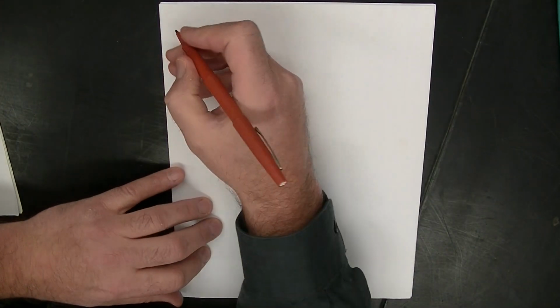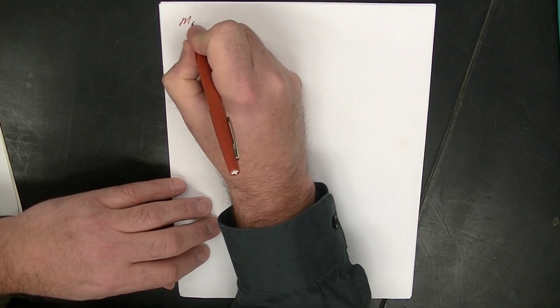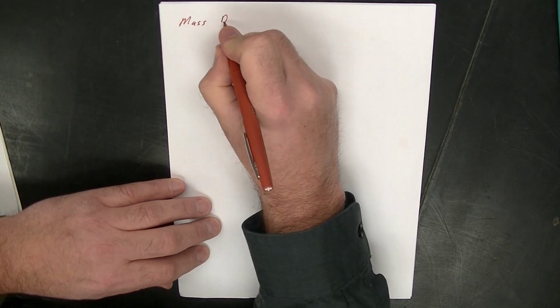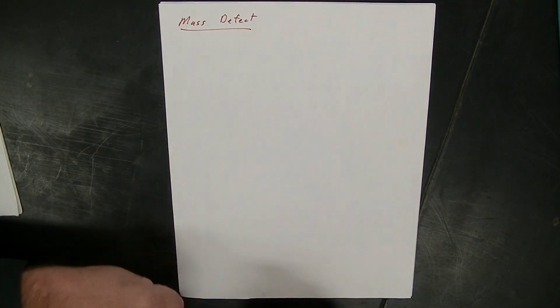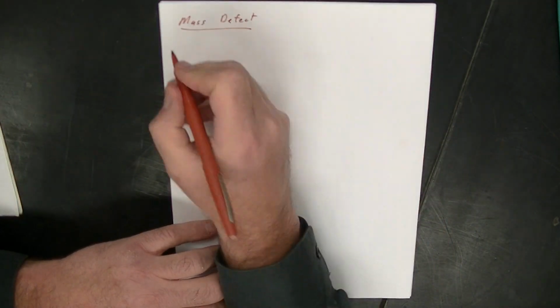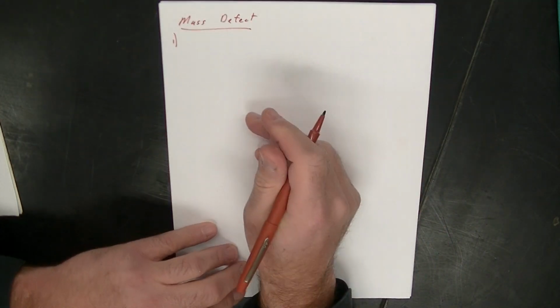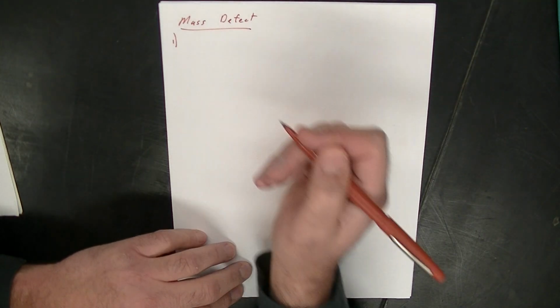Today we're going to deal with some mass defect stuff and binding energy. That's our plan for today. Alright, so a little bit of math. When we're dealing with mass defect, a bunch of things that we should just run through here.